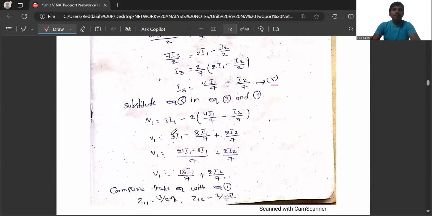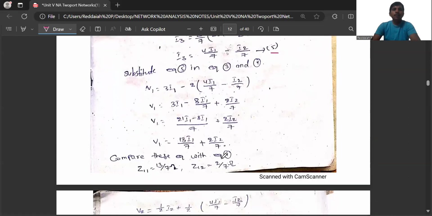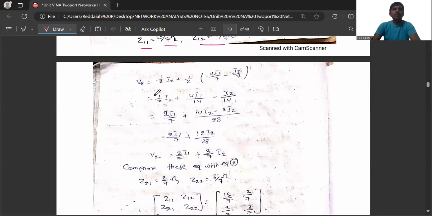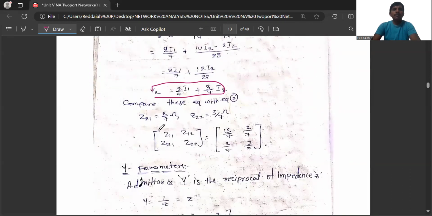You will get V1 equal to 13 I1 by 7. Compare the equation with equation 1. Then you will get Z11 is 13 by 7, Z12 is 2 by 7. Similarly, if you substitute there, then you will get V2. Again, compare this with equation 2. Then Z21, Z22 you will get.